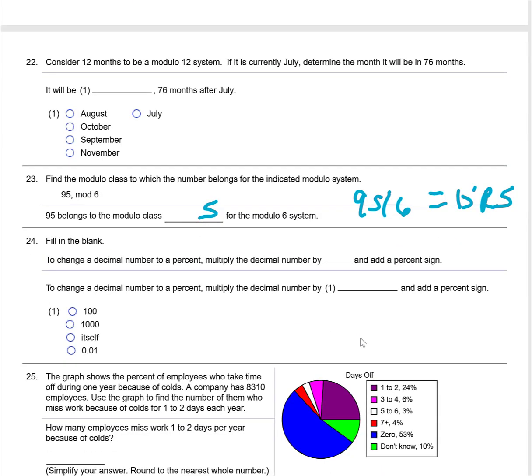To change a decimal number to a percent, multiply the decimal number by 100.